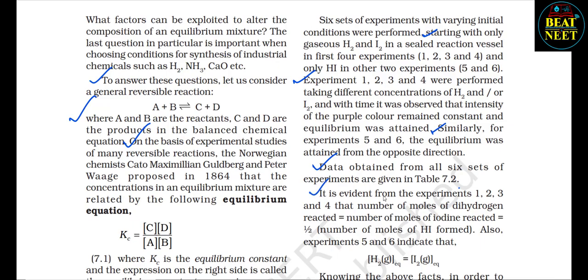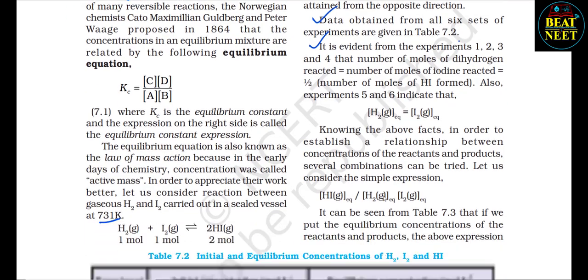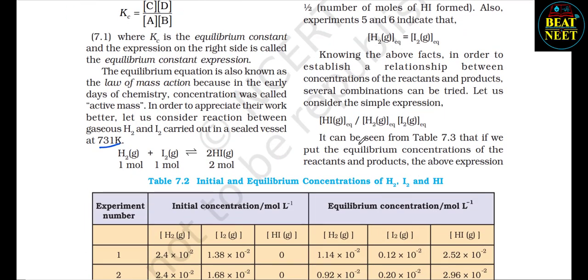It is evident from experiments 1, 2, 3 and 4 that the number of moles of dihydrogen reacted is equal to the number of moles of iodine reacted, which is equal to half the number of moles of HI formed. Also, experiments 5 and 6 indicate that [H2] is equal to [I2]. Knowing the above facts, in order to establish a relationship between the concentration of reactants and products, several combinations can be tried. Let us consider the simple expression, that is [HI] upon [H2][I2].